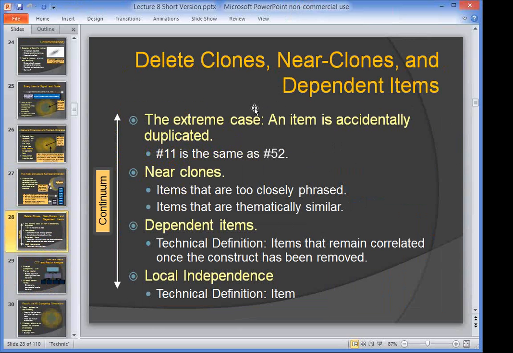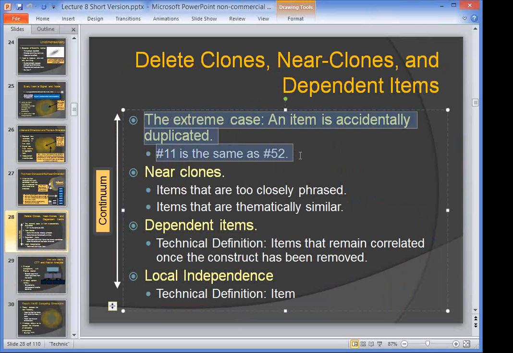And we can think of this idea, earlier in the semester we looked for clones. We looked for highly correlated items or near clones. We looked for dependent items. All of this stuff essentially forms a continuum. So the most extreme example, let's say that your secretary accidentally duplicates an item. This is obviously a dependent item. Number 11 is the same as number 15, or number 100 is the same as number 102. That would not be a good situation. Basically, the test would have to be reprinted because you can see that this is obviously a dependent item.